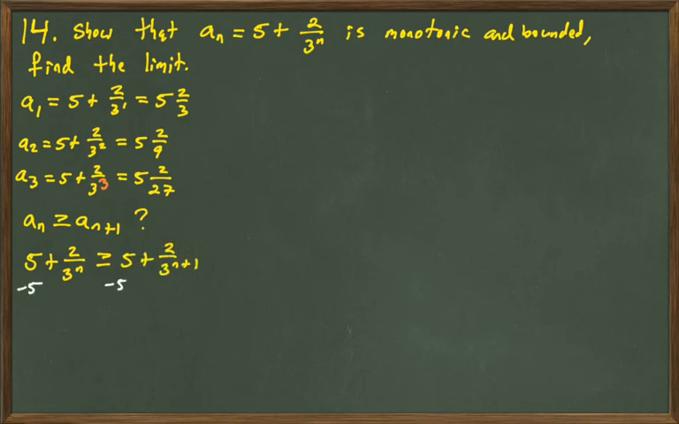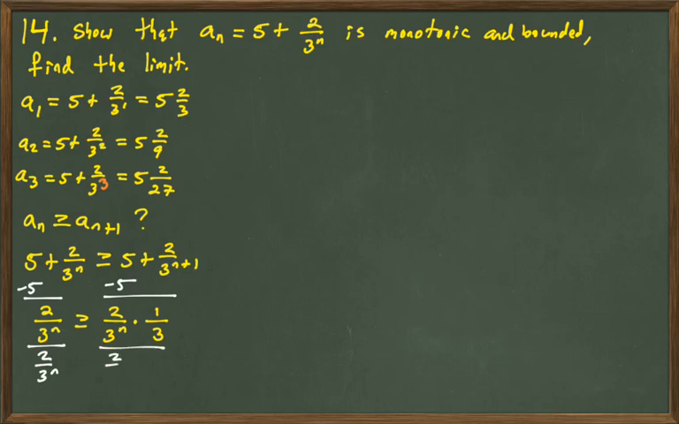We'll subtract 5 from both sides. So 2 over 3 to the n is greater than or equal to 2 over 3 to the n plus 1, and so 2 over 3 to the n, that's the same thing as 2 over 3 to the n times 1/3. That might be enough to convince you, but we can certainly divide by 2 over 3 to the n on both sides. That's a positive number, so we don't need to flip the inequality. So we have 1 is greater than or equal to 1/3, and that's certainly true. And so we have verified that this is a decreasing sequence.